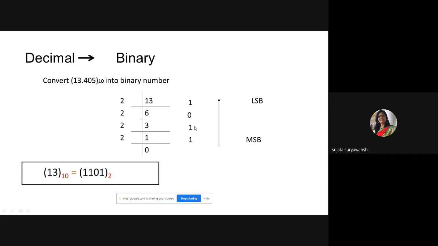So here in case of the integer, I'm just considering 13. I'm not considering the fractional part right now for successive division. So simply use 13 and divide it by 2. 13 divided by 2, the quotient is 6, and the remainder I'm getting is 1. Here I have put that remainder, that is 1.